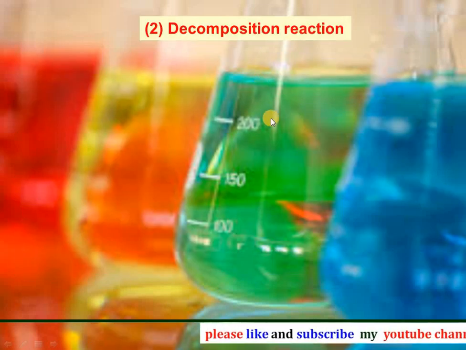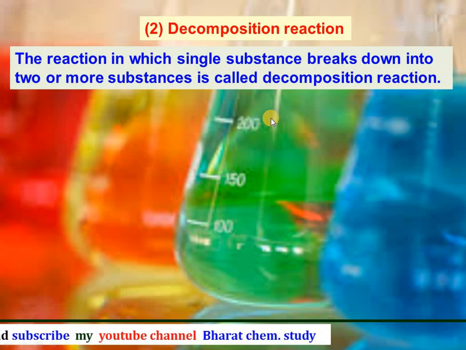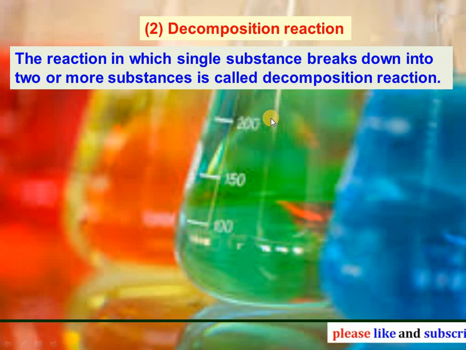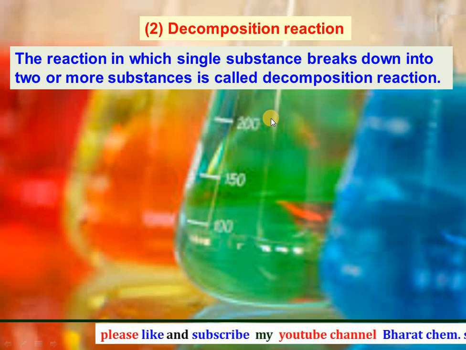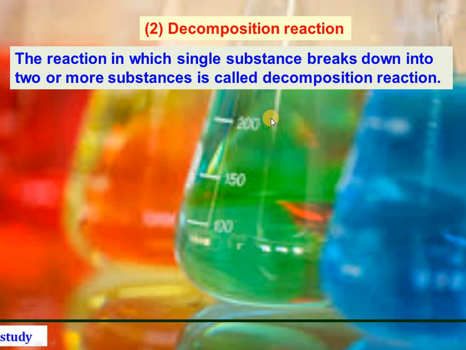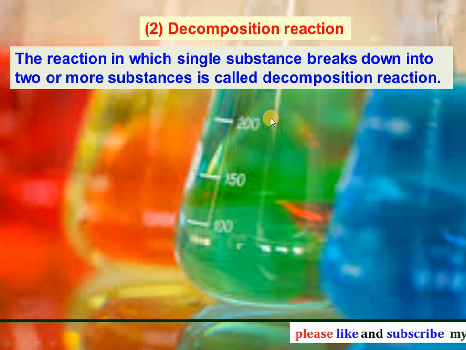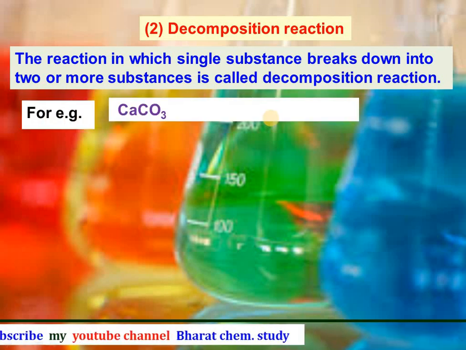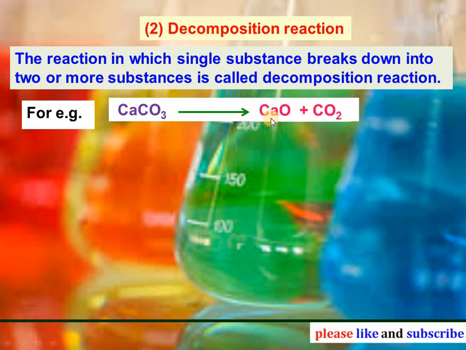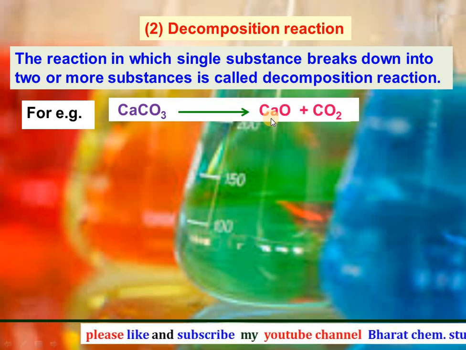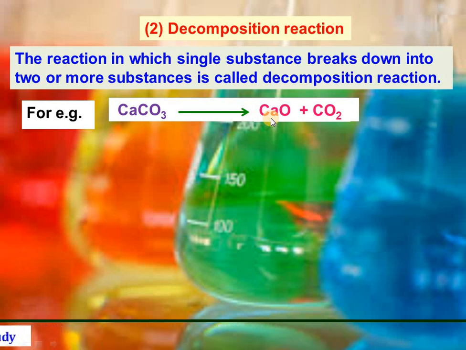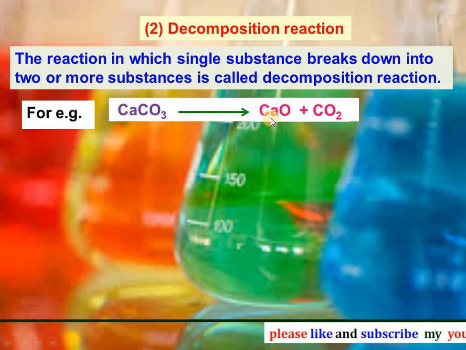Now decomposition reactions. The reaction in which a single substance breaks down into two or more substances is called a decomposition reaction. It means in this type of reaction, the reactant will be one but the products may be two or more. For example, calcium carbonate, which is a single reactant, decomposes to give calcium oxide and carbon dioxide, that is two products. So in this reaction, the reactant is one but the products are more than one, so we call it a decomposition reaction.